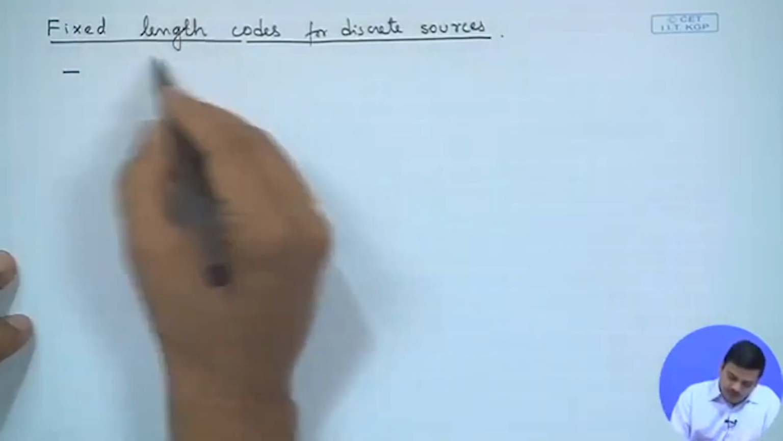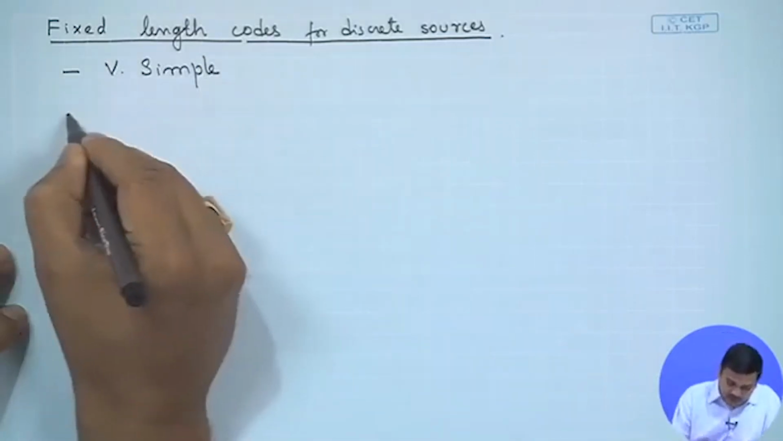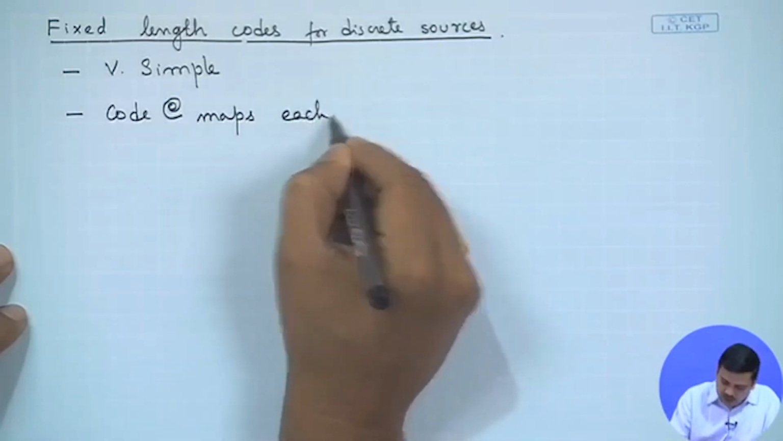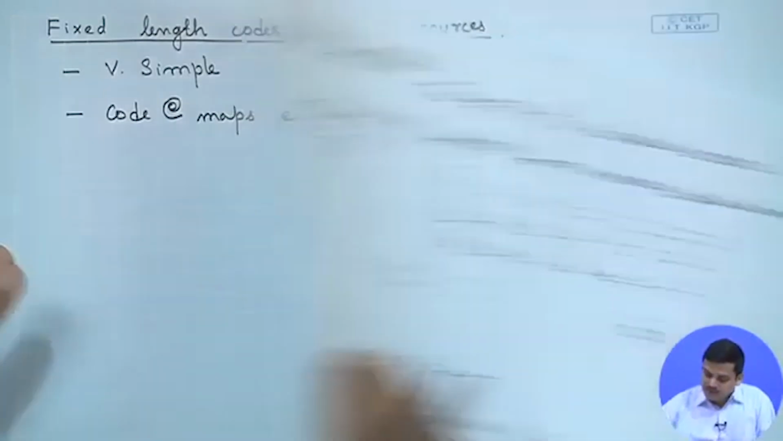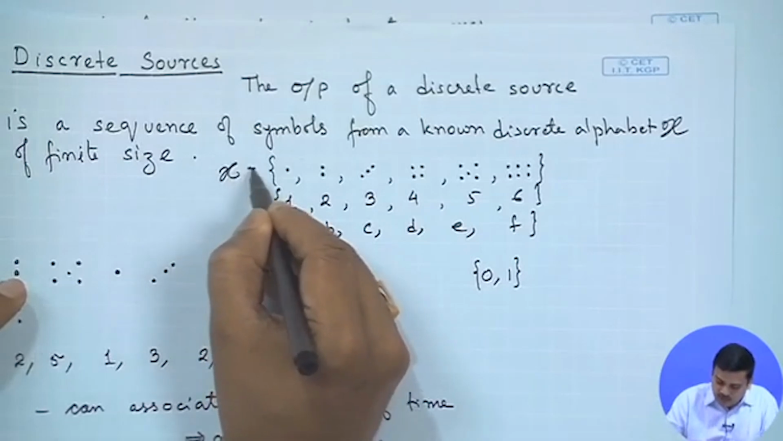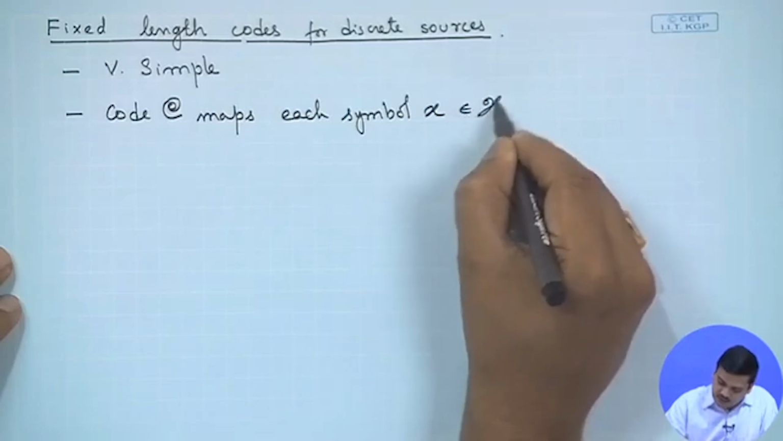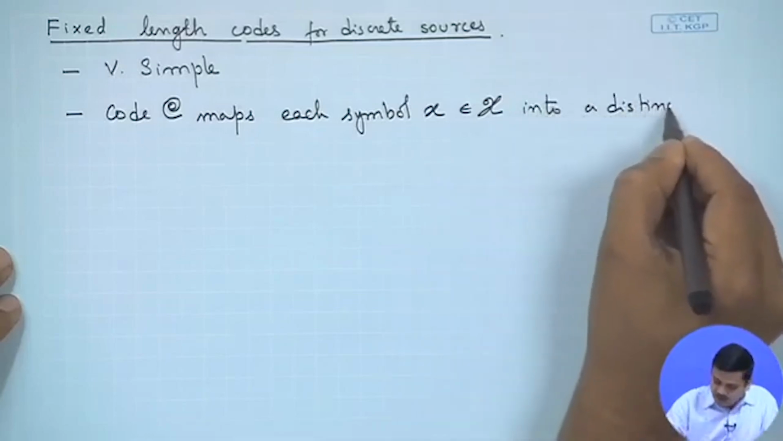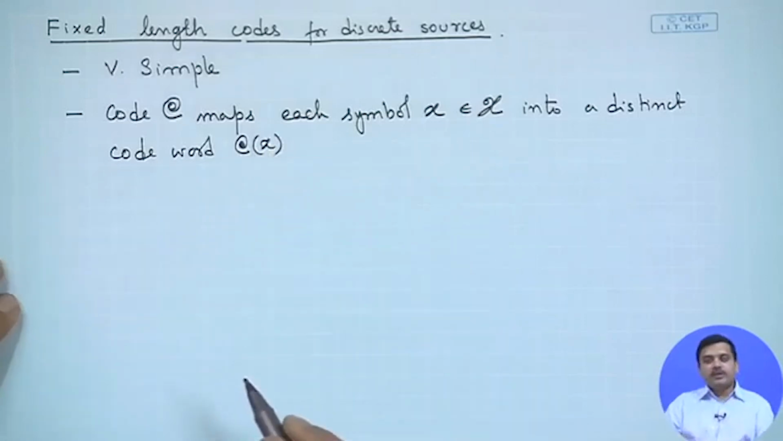So one of the characteristics of these fixed length codes is that they are very simple to use and very easy to understand. We would define a code with a curly C which maps each symbol x. So x can take values 1, 2, 3, 4 or A, B, C, D, and this capital X is defined as this particular set, and these individual ones are x. So each symbol x, element of capital X, maps into a distinct code word C of x. You can think of it as a function almost. I get the symbol, I put it into C, I get C of x, which is a code word.